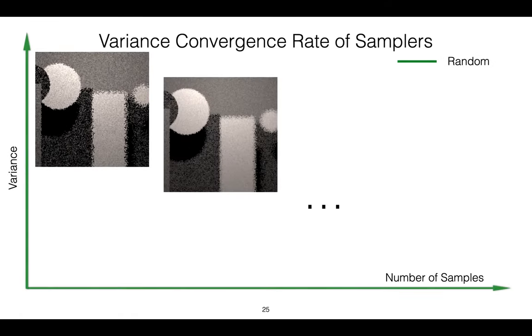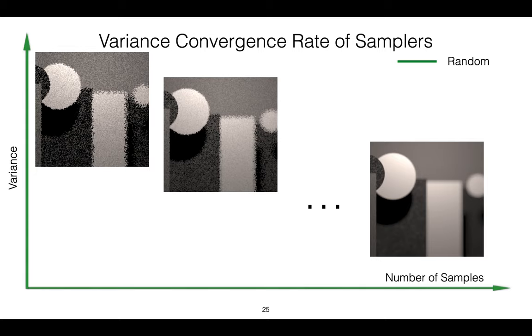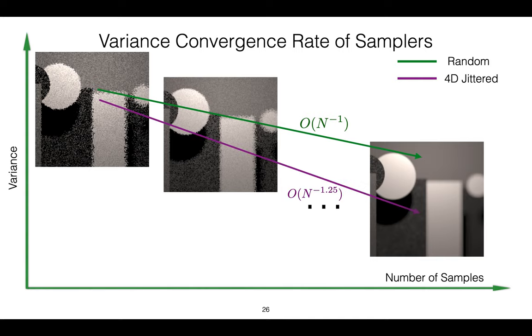Another way to reduce variance is by increasing the sample count. So if you have enough resources, we can keep on increasing the sample count. For random samples, the convergence rate at which this variance goes down is 1 over n, which means that if you increase the sample count by 2, the variance goes down by 2 as well. Now, with jittered samples, for this 2-4D case, the convergence rate was derived to be n raised to the power minus 1.25, which is good. That means it converges faster.